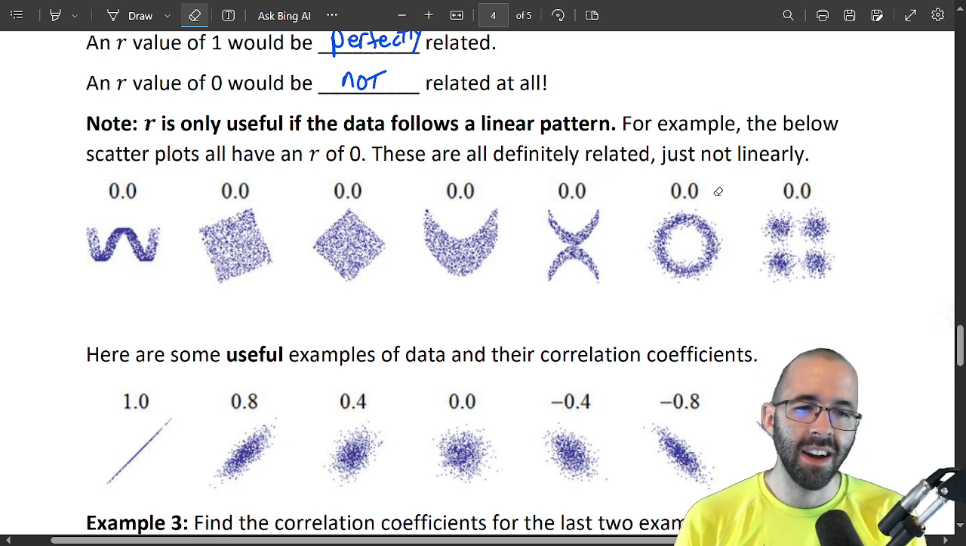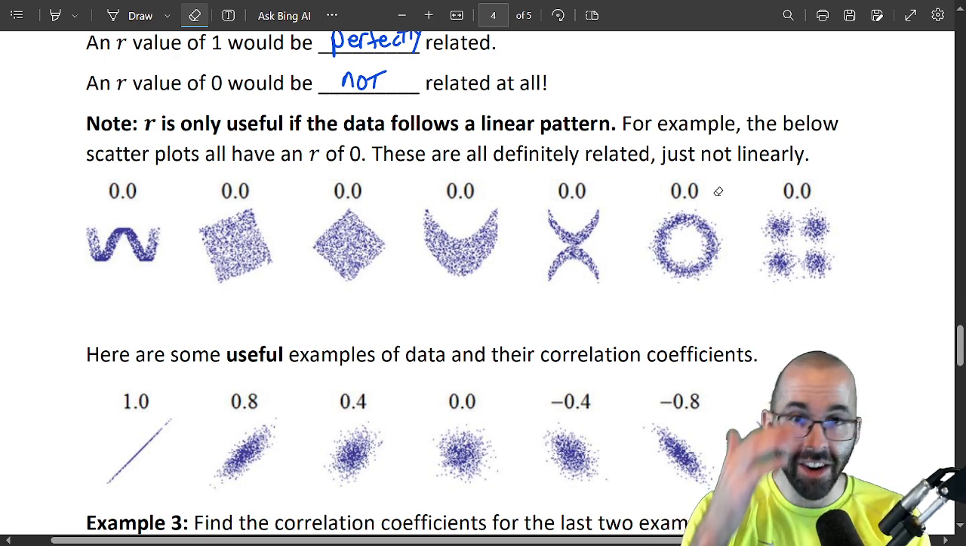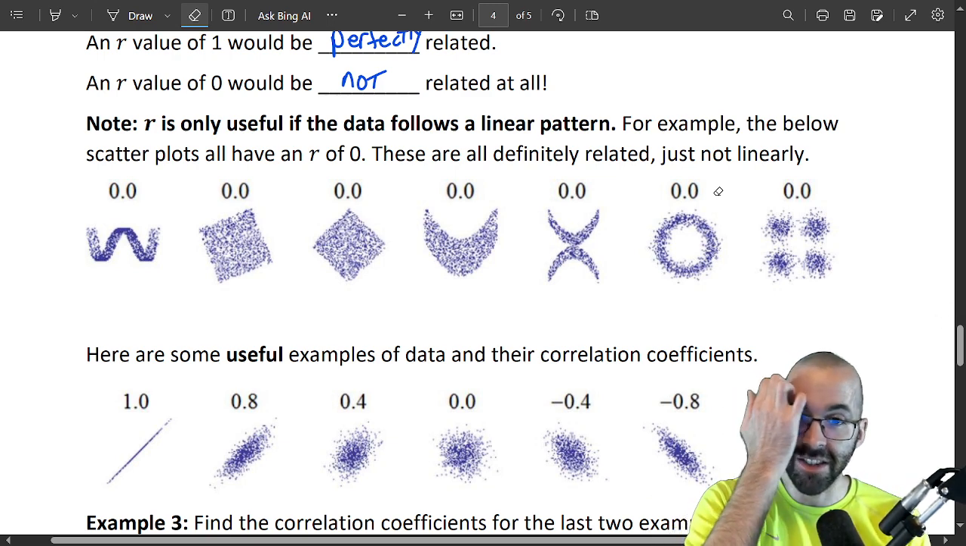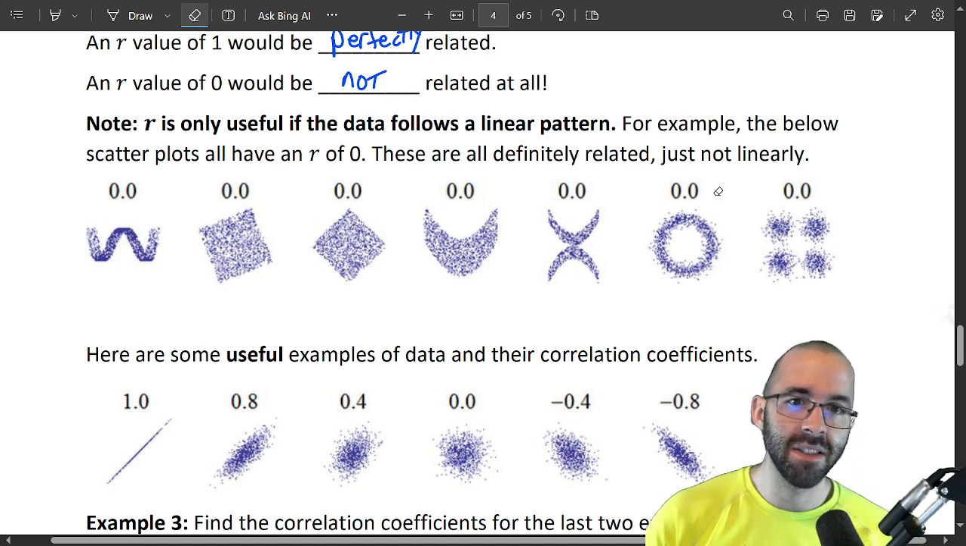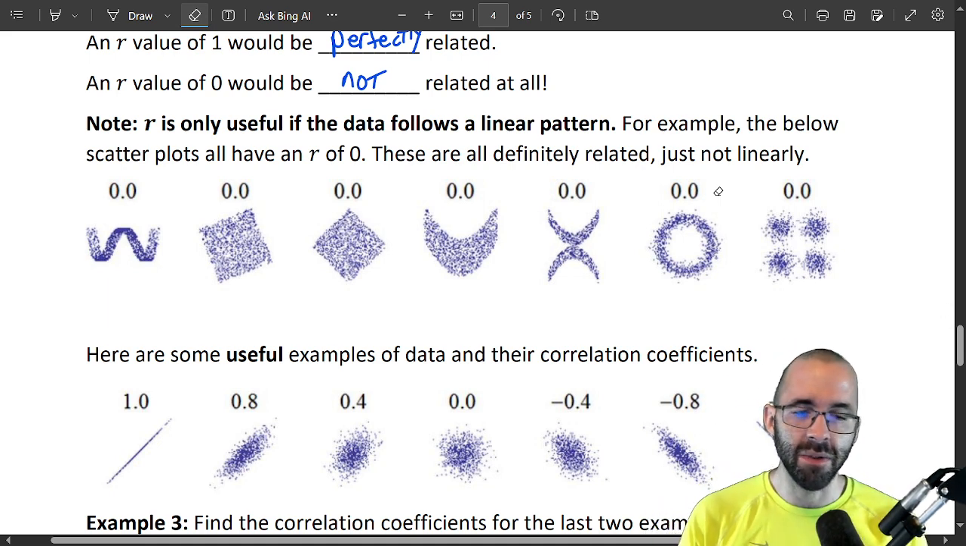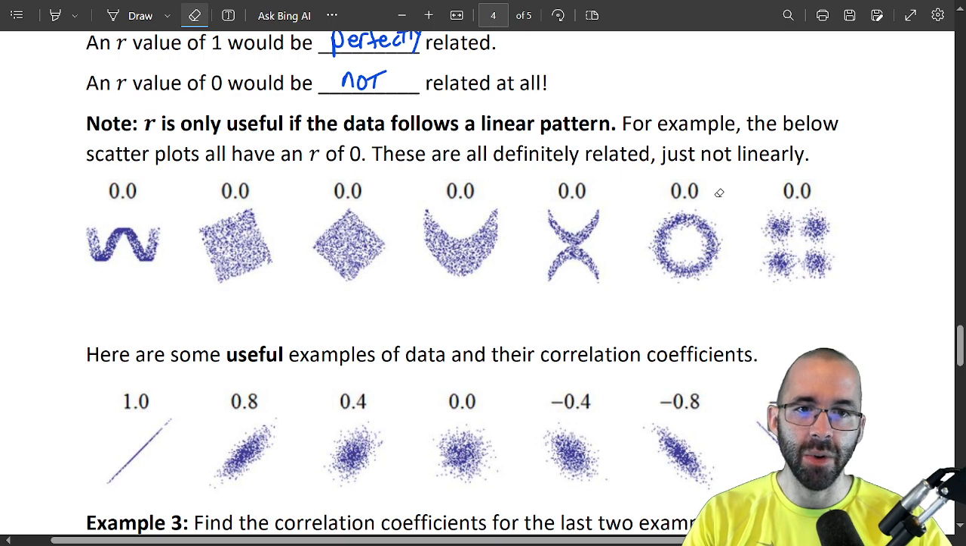Okay. And there are other correlation coefficients that you can talk about for other nonlinear models, but this is what we're focusing on right now. So let's not worry about those.